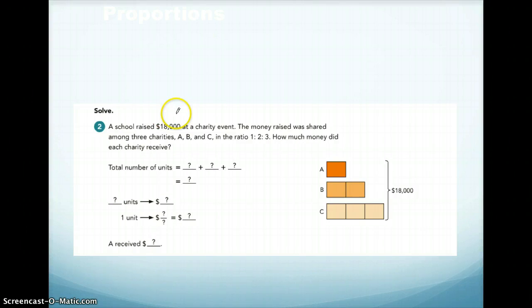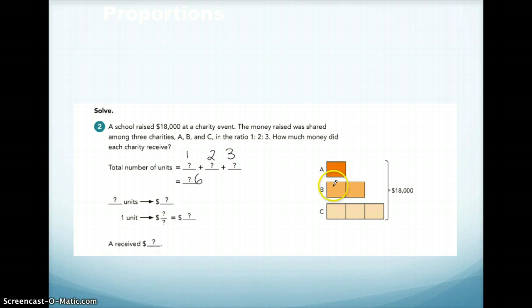If a school raised $18,000 at a charity event, the money raised was shared among 3 charities, A, B, and C, in the ratio 1 to 2 to 3. How much money did each charity receive? Well, we know the total number of units is 1 plus 2 plus 3, we can even write that in. And that's 3 and that's 6, right?